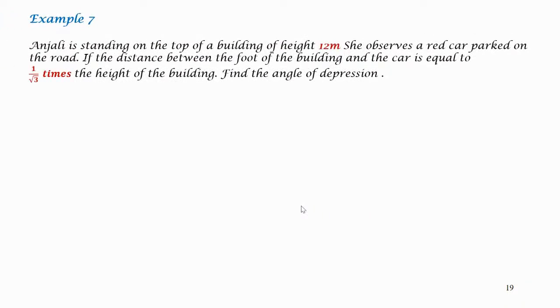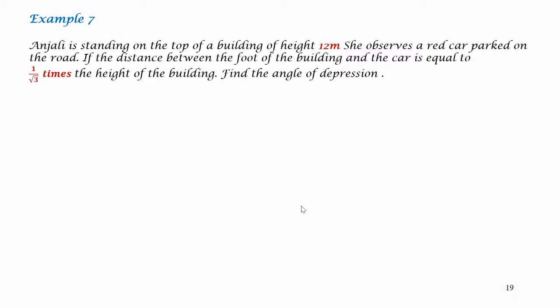Now we have got another sum here. Anjali is standing on the top of a building of height 12 meters. She observes a red car parked on the road. If the distance between the foot of the building and the car is equal to 1 by root 3 times the height of the building.